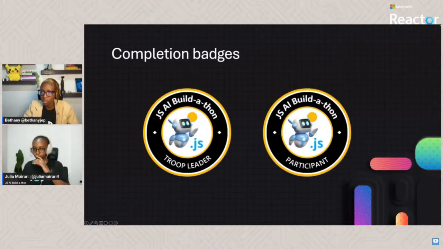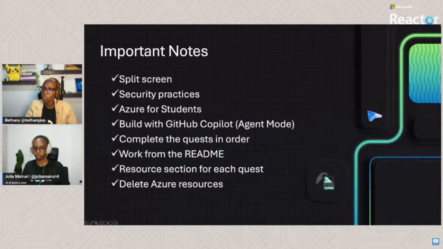We have two types of badges. The troop leader badge is for our students who are hosting a study jam. So if you're a student ambassador, you can reach out to us on Teams. You're both on the student ambassador tenant. If you want to host an event, you can just reach out to us, and we'll have badges for you. And then, of course, for you as a participant, once you go through all the quests and build, we'll also be awarding you with a badge. All the instructions for the badges will be added at the end of the different quests once you're done with the finish.